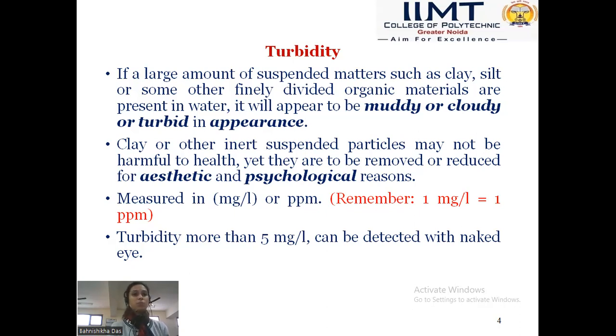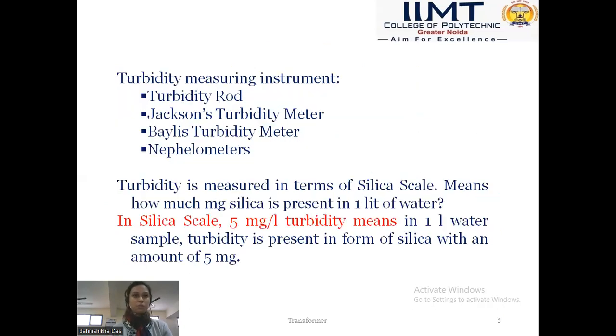Generally, turbidity is measured in terms of milligram per liter or parts per million. If the turbidity is up to 5 milligram per liter, that water can be utilized because it cannot be seen or visualized with our naked eyes. But if the turbidity is greater than 5 milligram per liter, then that water actually looks muddy or cloudy, so we will not be using it for any other purpose. Turbidity greater than 5 milligram per liter is generally not preferred, and the water should be treated. Next, coming to its measurement.